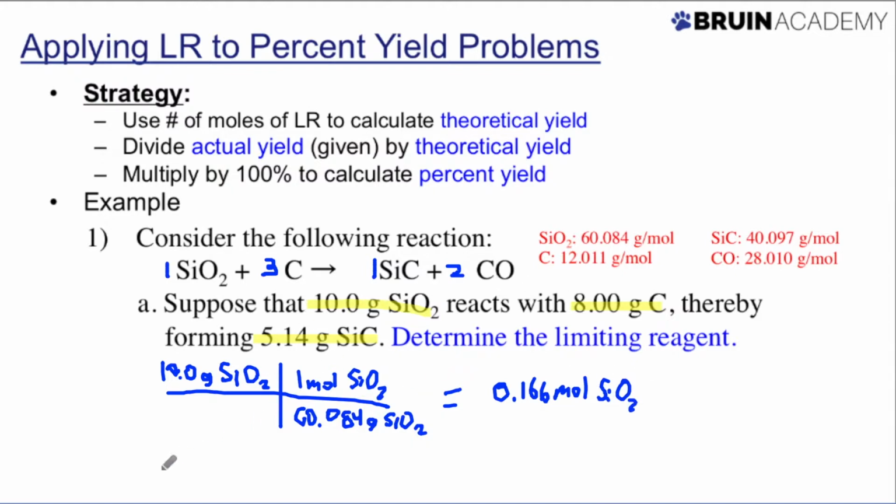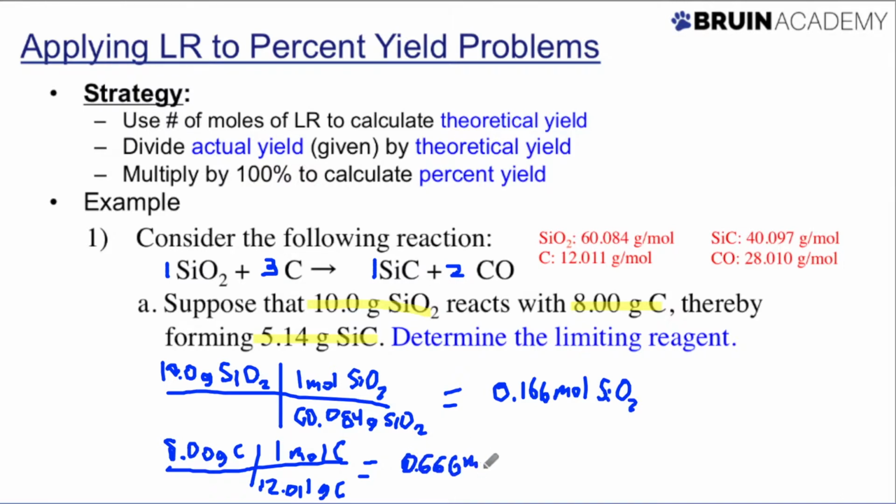Okay, so let's do the same thing for carbon, right? I have 8 grams of carbon. I know the molar mass. Carbon is 12.011 grams of carbon per 1 mole. I put this in my calculator and I get 0.666 moles of carbon. Okay, so now from these numbers, we can figure out which one's the limiting reagent.